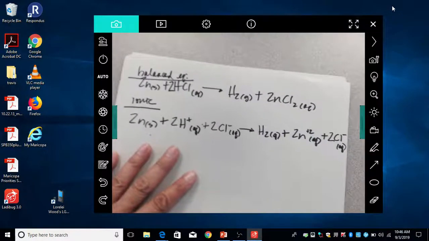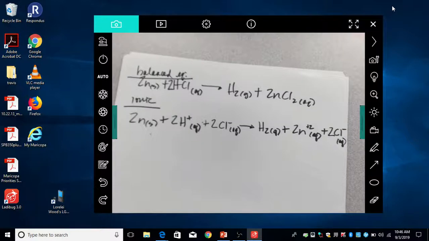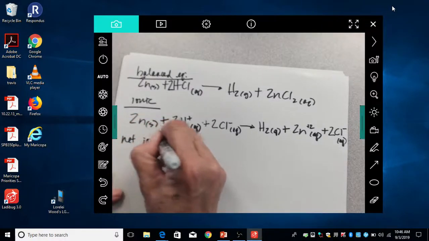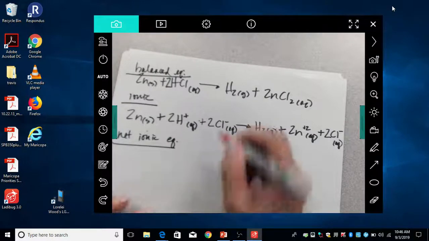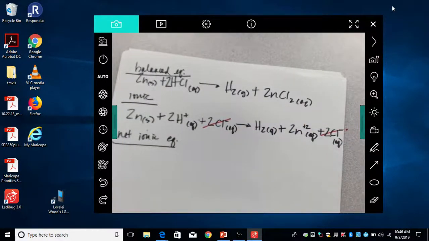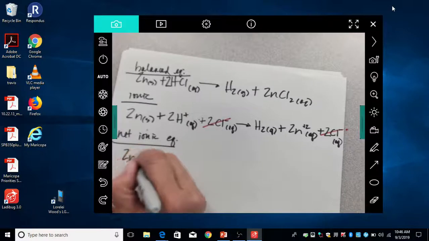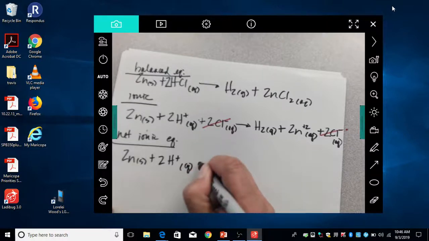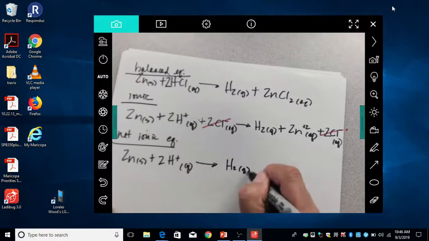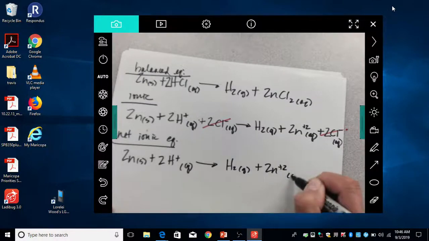All right, now we've got to show the redox half reactions after we eliminate the spectator ions and show the net ionic equation. All right, what are the spectator ions here? Who's just kind of hanging out, watching what's going on? Chloride is a spectator ion, so we can cross those out. So our net ionic equation then is going to be zinc solid plus 2 hydrogen ions in aqueous solution yields H2 as a gas plus zinc ions also in aqueous solution.